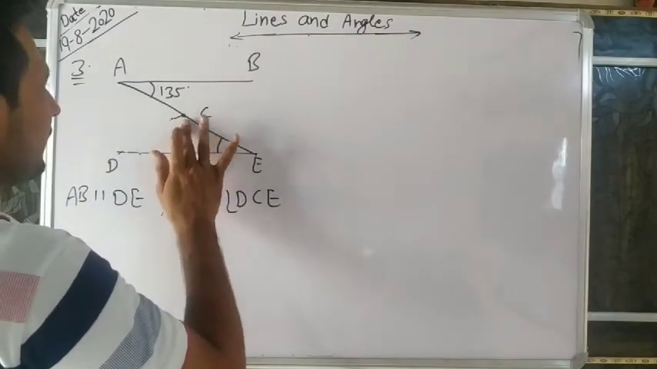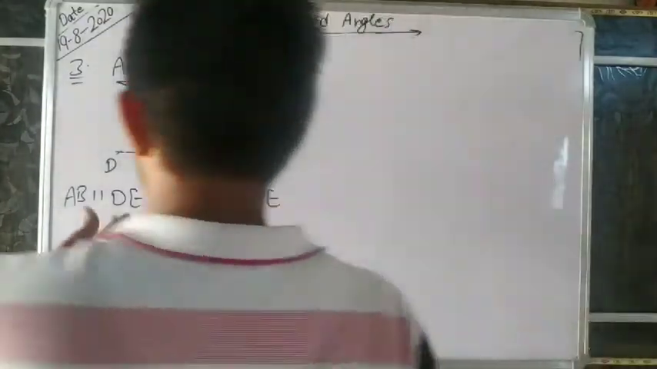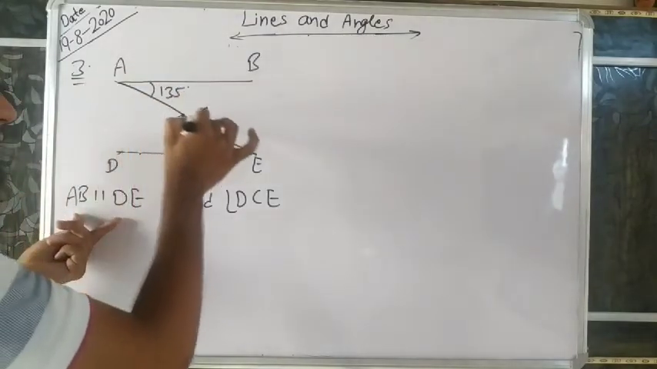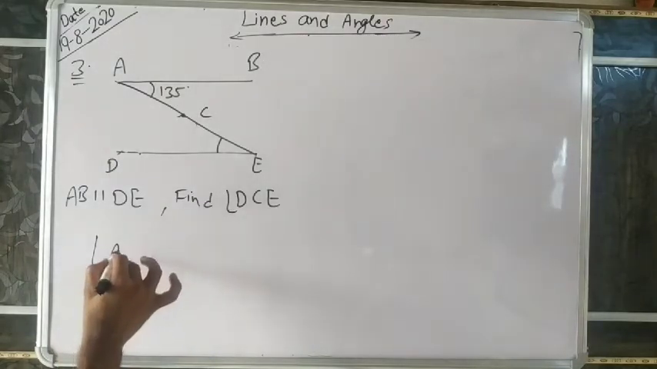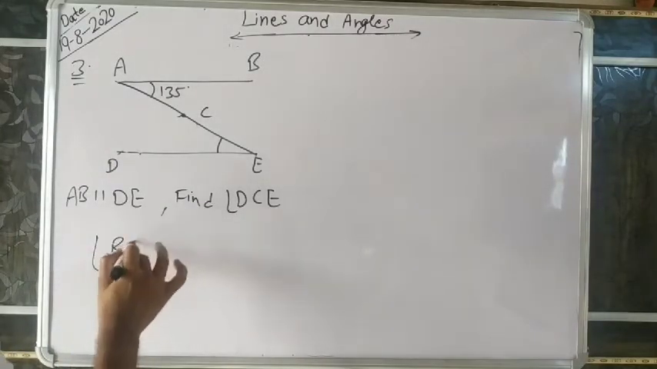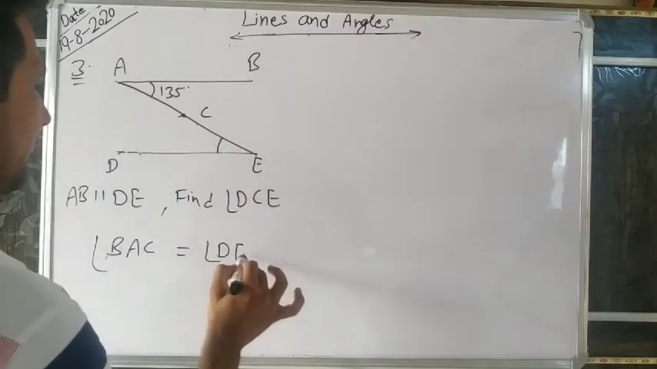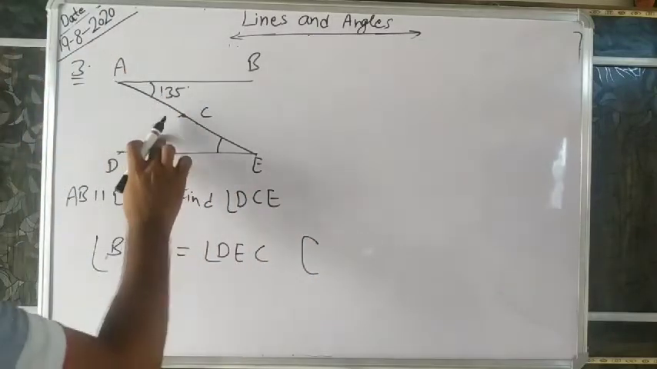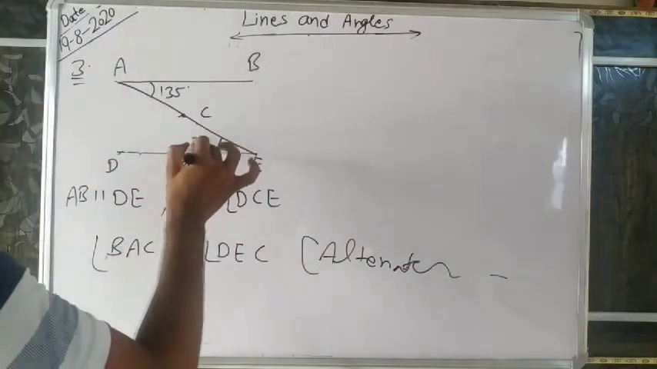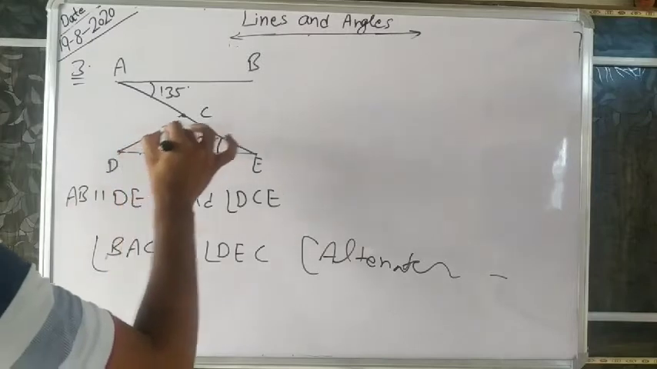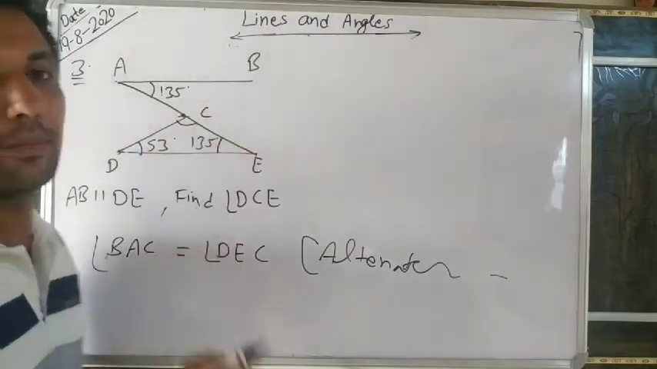Suppose this line is not given. Always we will use whatever is given in the question. We know AB is parallel to DE and this is a transversal line. So it means angle BAC is equal to this angle DEC. Why? This one and this one are alternate interior angles. It is also 135. And we know this one is 53. So we can find this angle easily by the angle sum property.